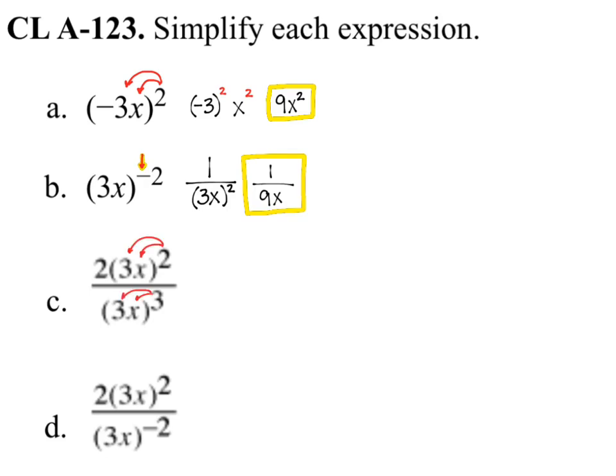In this third one, we distribute the exponents into those groups. This is one way we could do this. So we would end up with 3 squared and x squared in the numerator, and then in the denominator we'd have 3 cubed and x cubed.